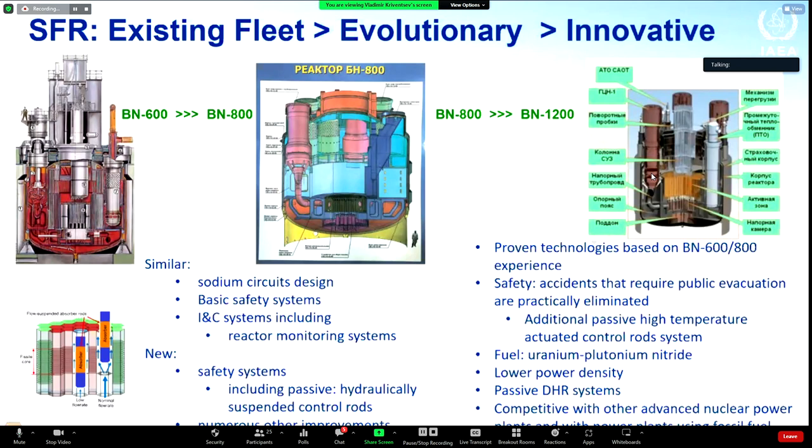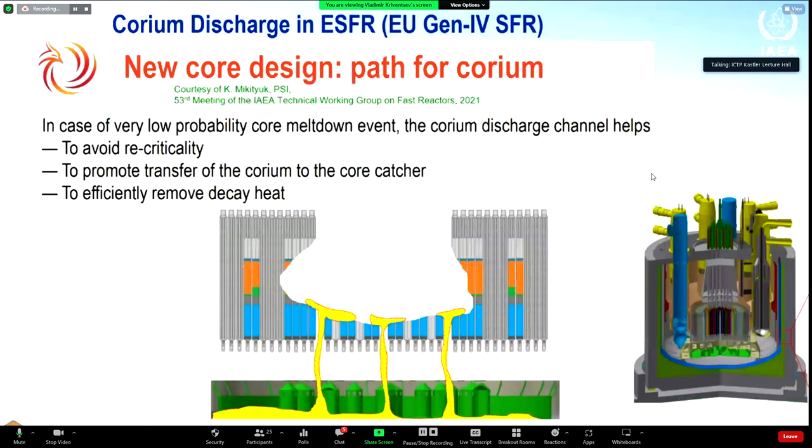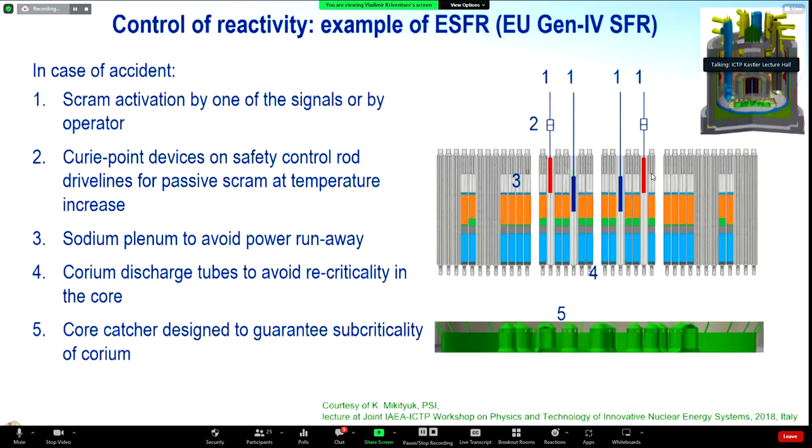It will have in the reactor core a lower power density and passive decay heat removal systems. And last but not least, it will be competitive with other advanced nuclear power plants and with power plants that use fossil fuel and, of course, with renewable as well. This makes this design generation 4. Okay. Maybe I will skip. The main improvement to make it generation 4 is to make sure that all severe accidents are practically eliminated, and we can reach it using the different types of the passive shutdown system.